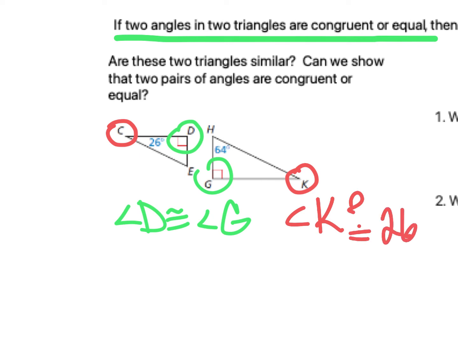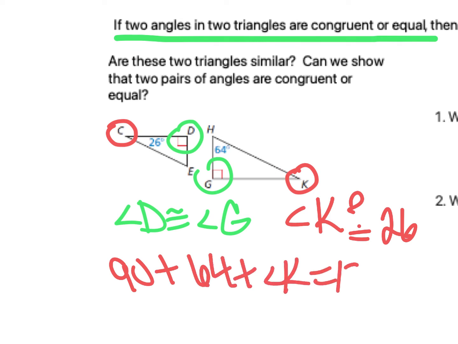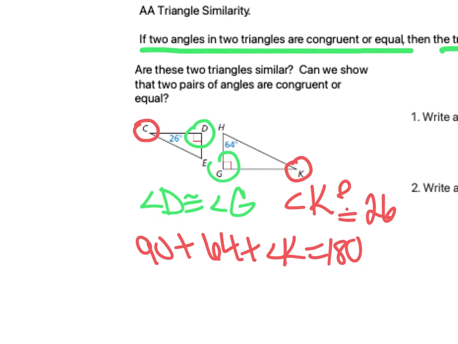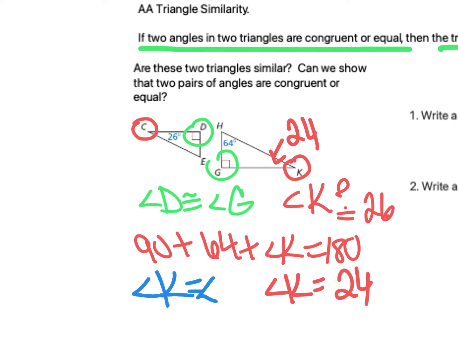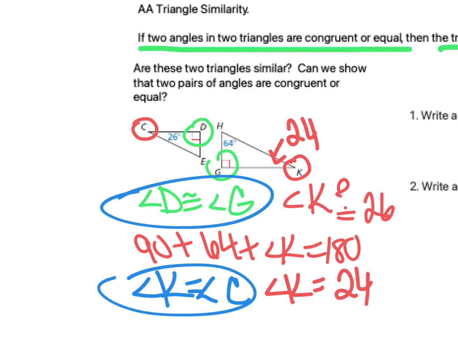Well, let's think about what we know about triangles. We know that angle G, which is 90, plus 64, plus angle K has to equal 180 because it's a triangle. And if we do our math here, angle K equals 26. So yes, that angle is 26, which now we know that angle K equals angle C, and so we have angle similarity.